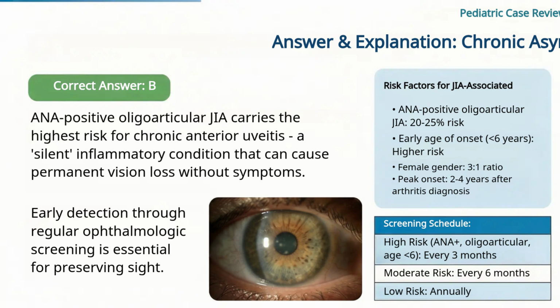Ophthalmologic screening schedule. High-risk patients who are antinuclear antibody-positive, oligoarticular, and under age 6 should be screened every 3 months. Moderate risk every 6 months, low risk annually. Early detection through regular ophthalmologic screening is essential for preserving sight, as this condition is often completely asymptomatic until vision-threatening complications have already developed.